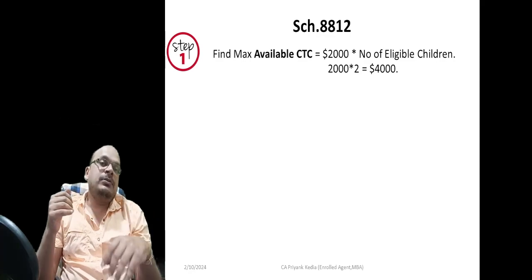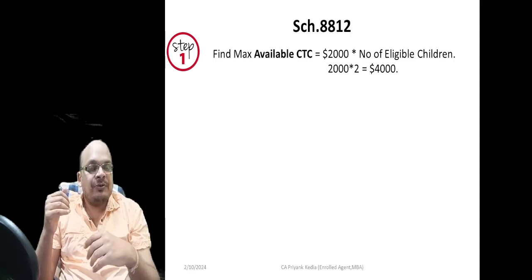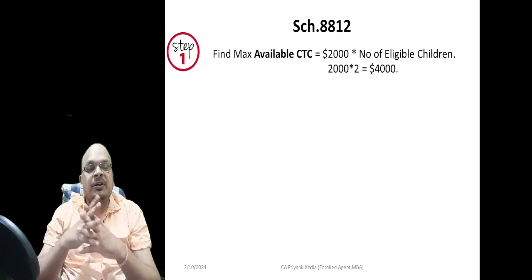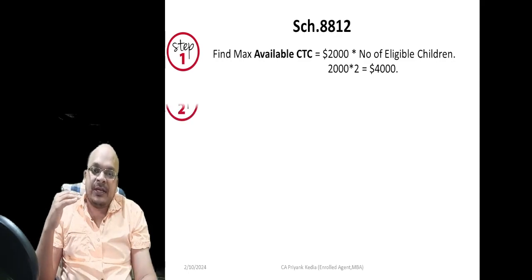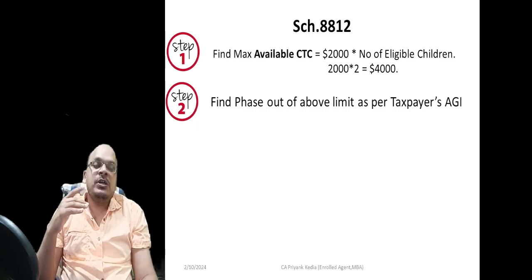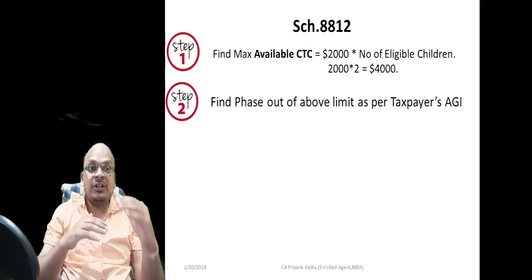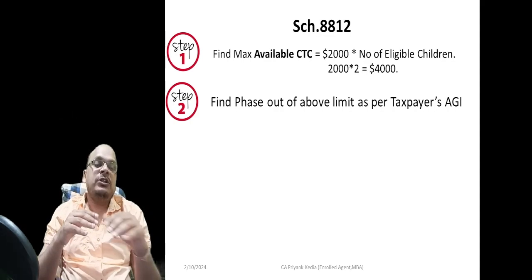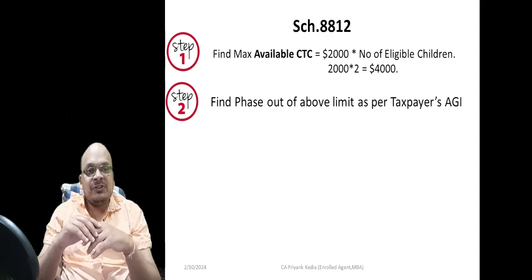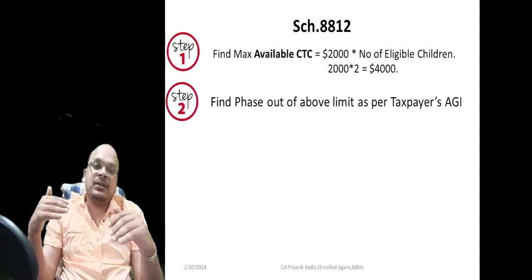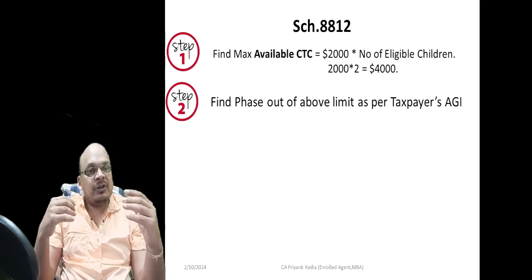So let's say in our example, the taxpayer has two eligible children. So the maximum child tax credit that is available for this taxpayer is $4,000, right? Next, what we do is we find out the phase out of the above limit, right? The reduction of the above benefit for this particular taxpayer. And since we have seen in the last slide that the reduction is based upon income, if the income goes beyond a particular threshold limit, the reduction will phase out.